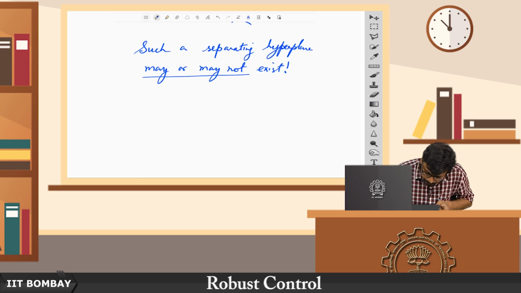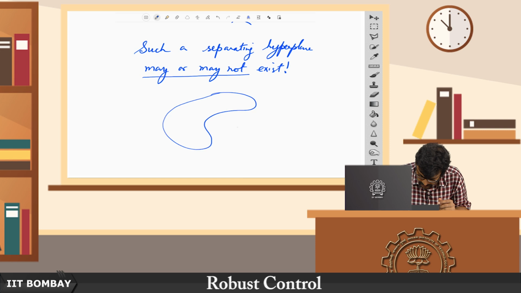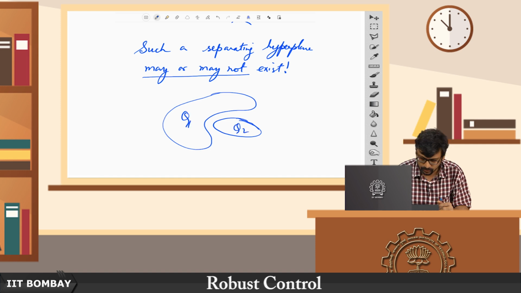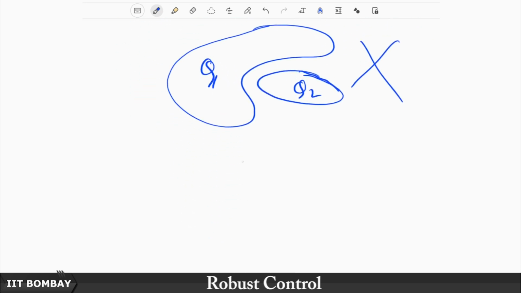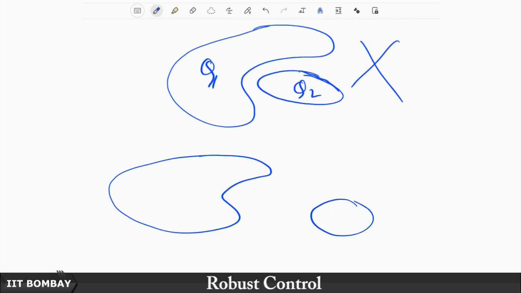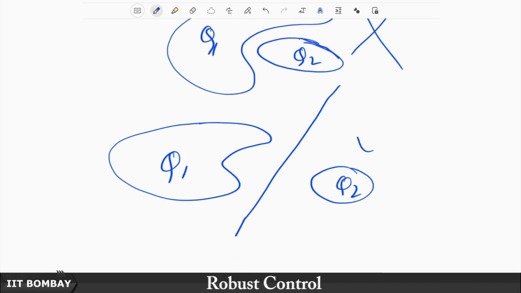So, for instance, again let me draw a figure here. Suppose you have one of the sets like this and the other set like this, in the Euclidean space. Let us call this Q1 and let us call this Q2. You will not be able to find a hyperplane that separates these two. On the other hand, if you had separated them a little more, let us say this is Q1 and this is Q2, then you could potentially have drawn a hyperplane through this, which basically strictly separates these two.